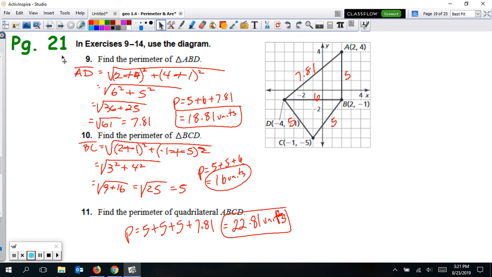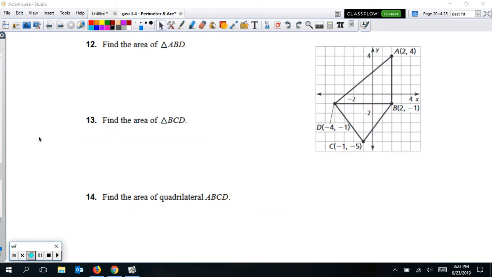All right, let's move on to looking at the areas now. Using the same figure, we're going to now find the areas of these. Okay, so number 12, find the area of ABD, that triangle. It's on top again. And so we need to remember, since we're looking for the area of a triangle, the formula is just 1/2 base times height, or you could think of it as base times height divided by 2. That would be the same thing.